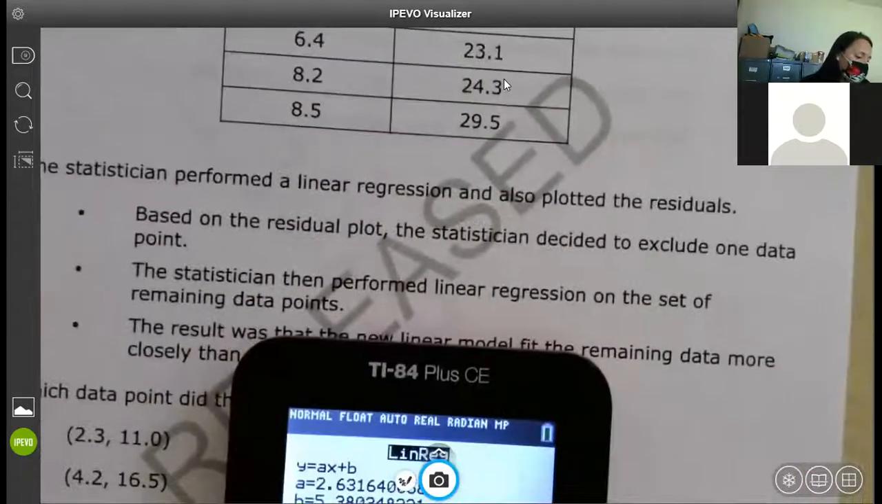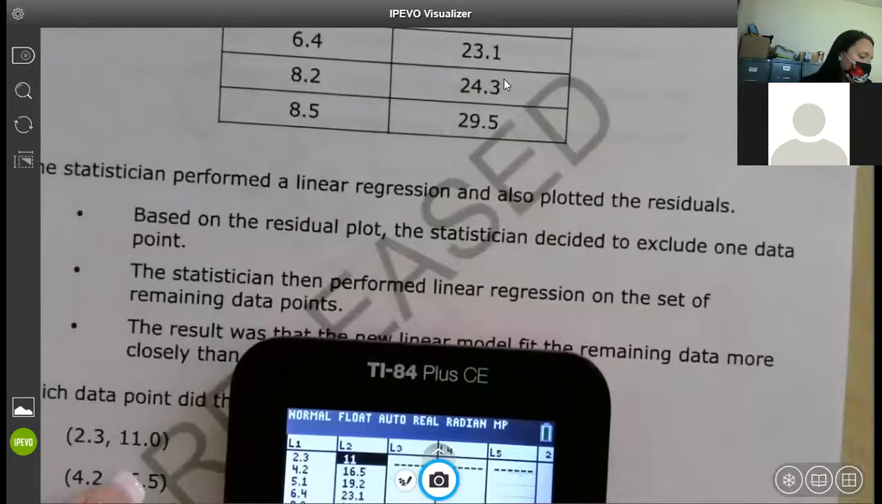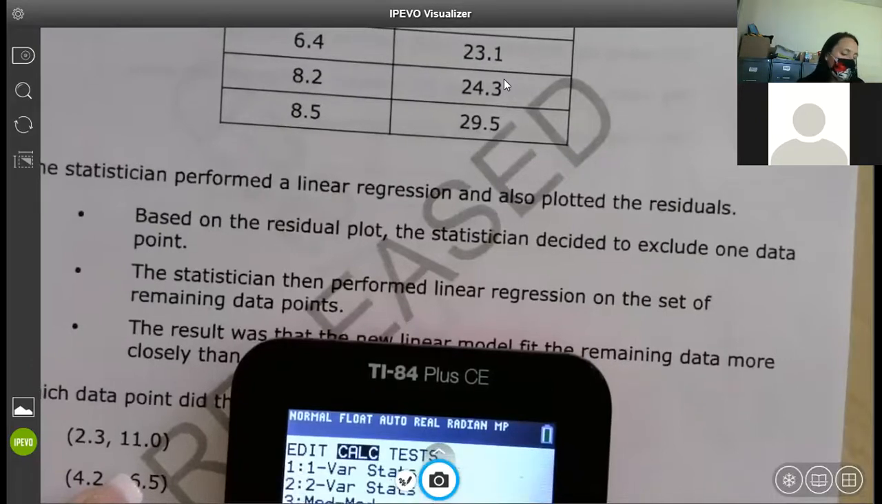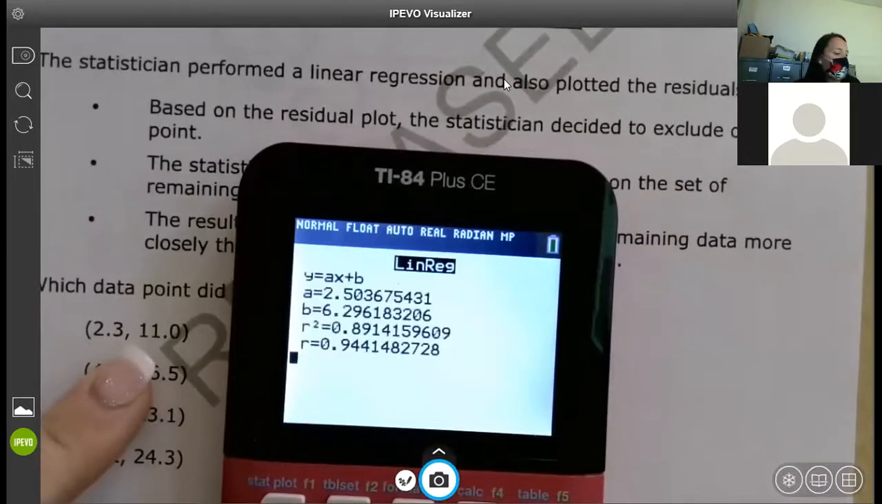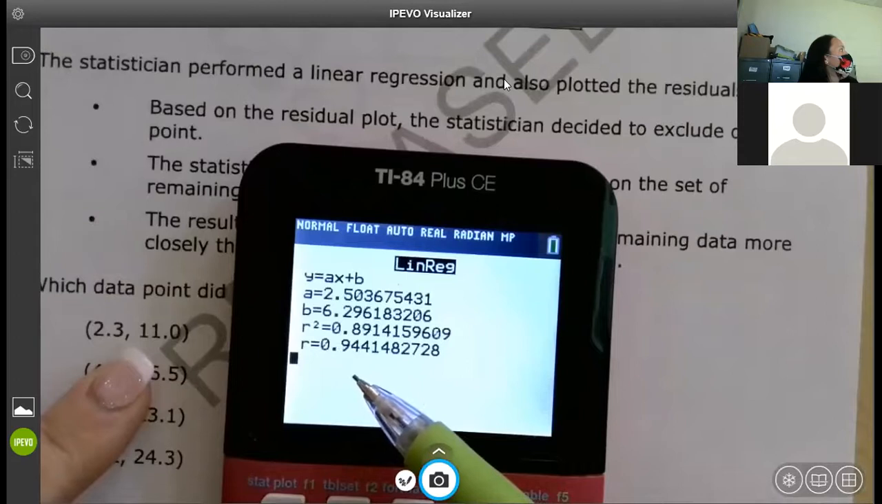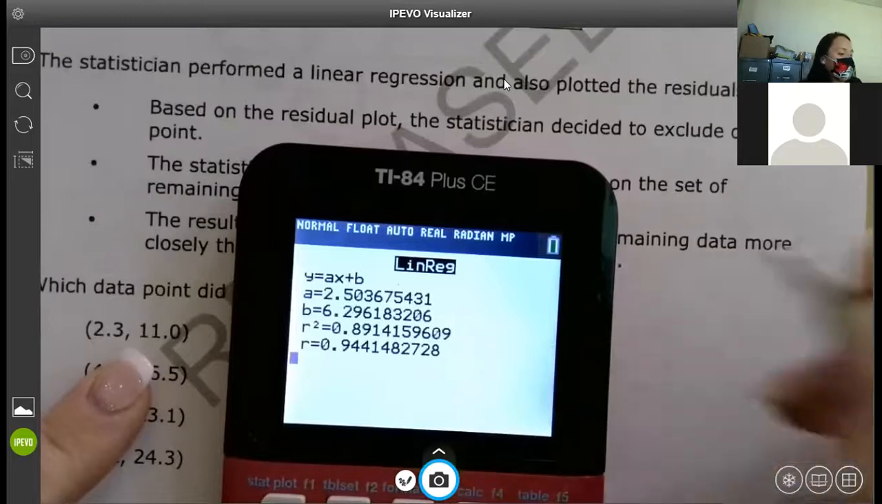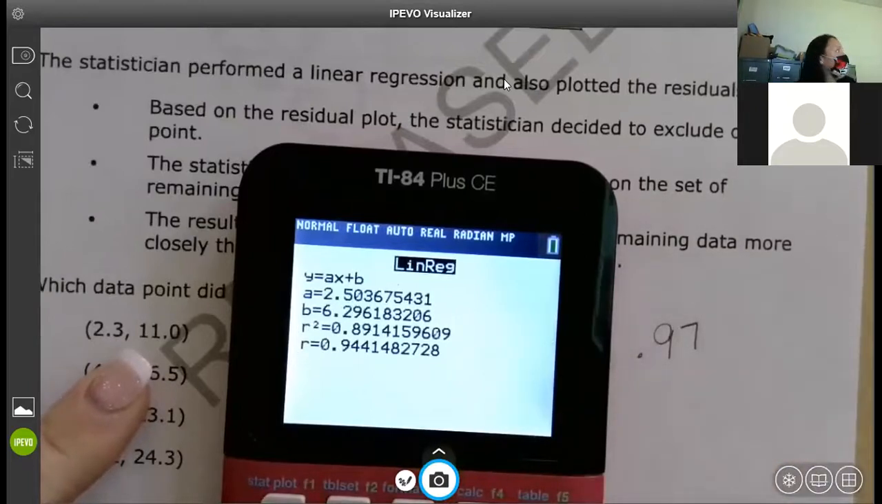So let's check this out. We're going to start with the first one. We're going to go back to stat and edit, and we're going to take out the first point. Now remember, once you take it out, you're going to have to put it back in eventually. Okay. So then we go to stat, calc, linear regression. Is your R value better or worse? Remember, we want to get close to 1, right? We had 0.97. That's what we had. Which one's closer to 1, 0.97 or 0.94? Yeah, so this one did not make it better.